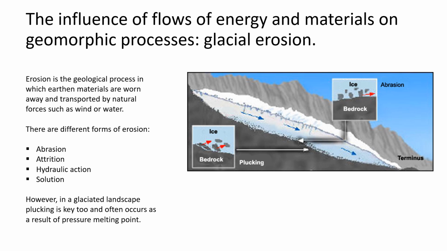We have 4 different types: abrasion, attrition, hydraulic action and solution. In our glaciated environment, abrasion will play the biggest role. There will be some attrition, but very little or next to no hydraulic action or solution. However, there is an additional one called plucking that does play a key role in this environment.